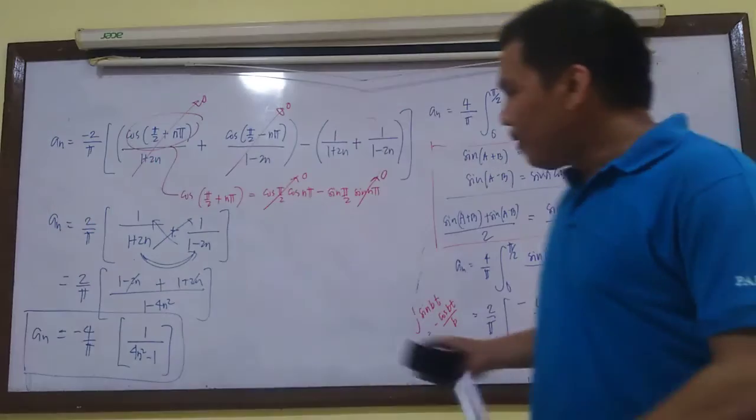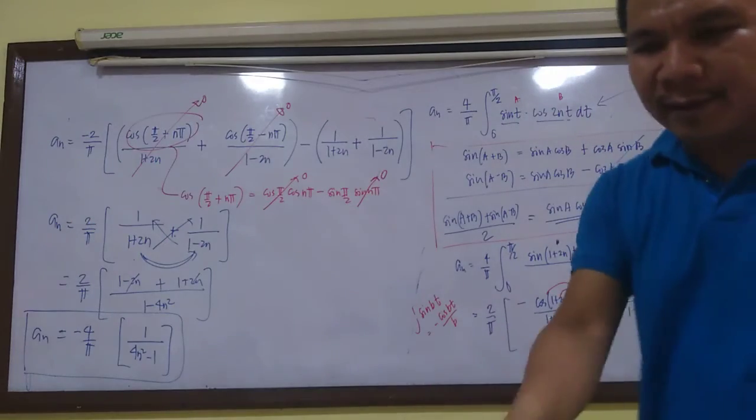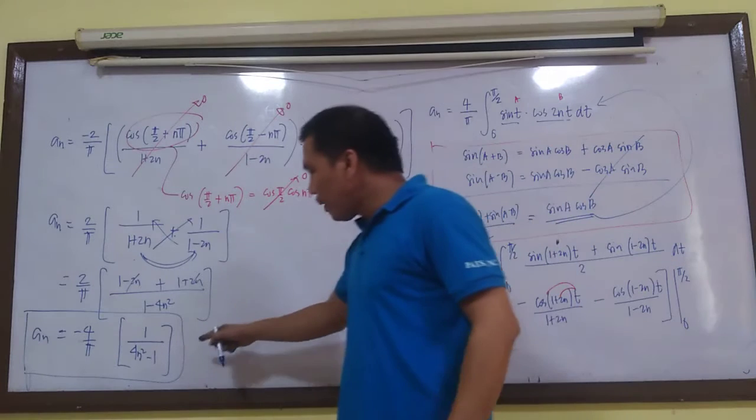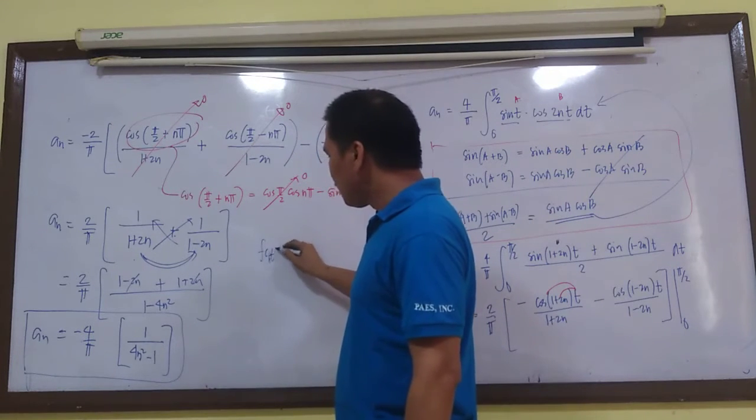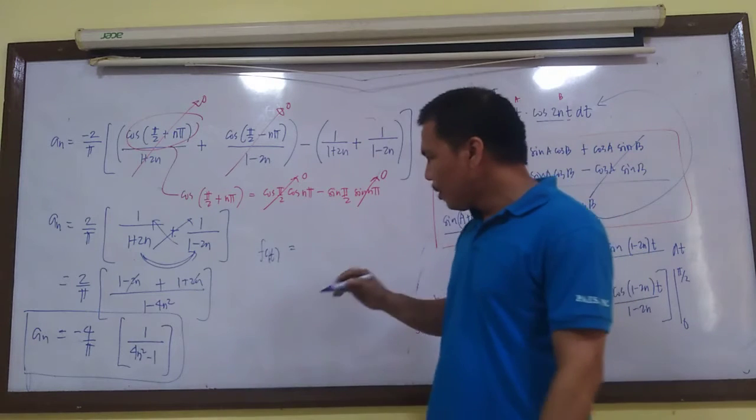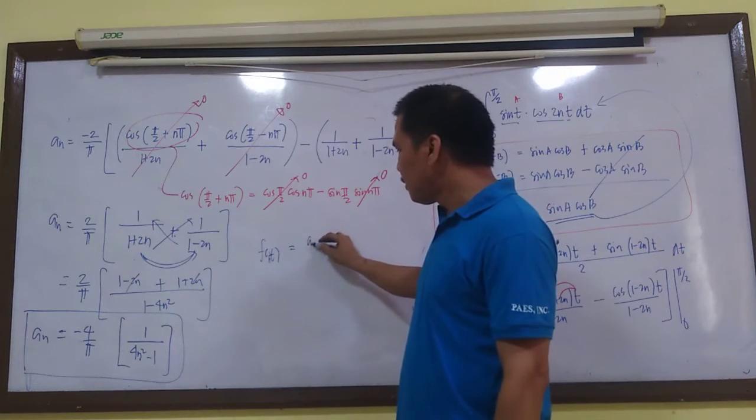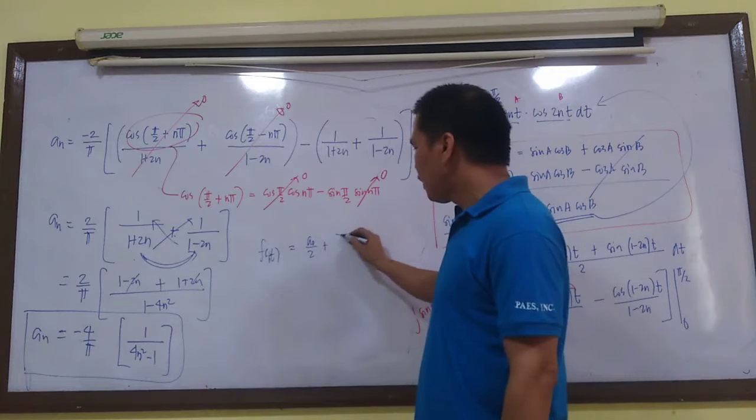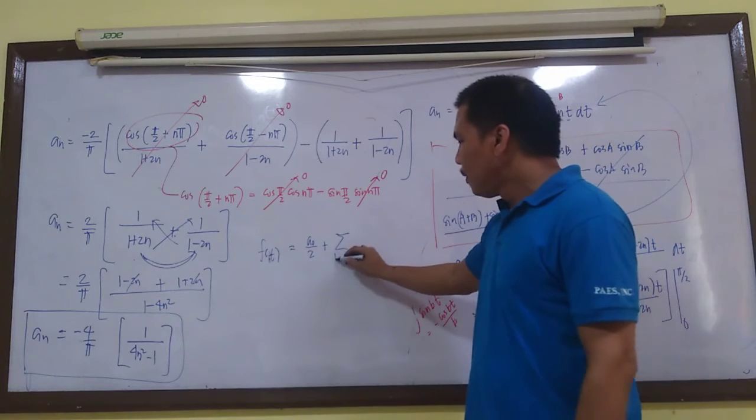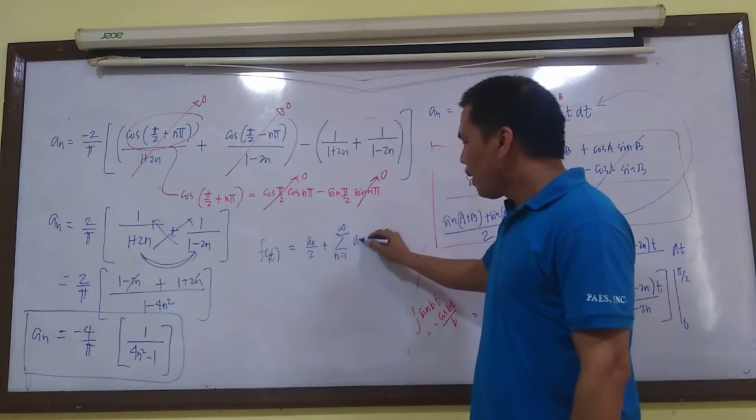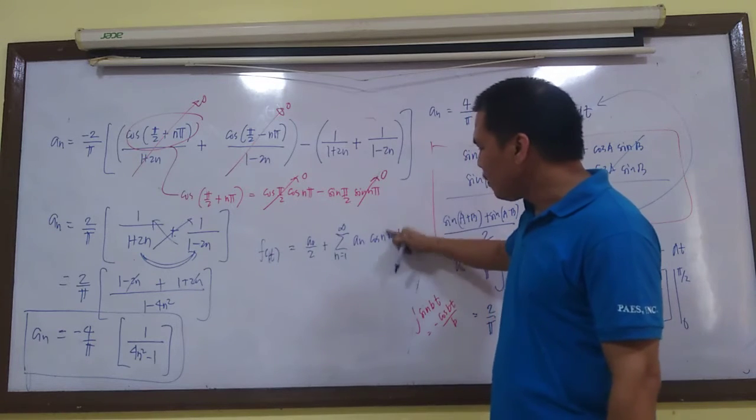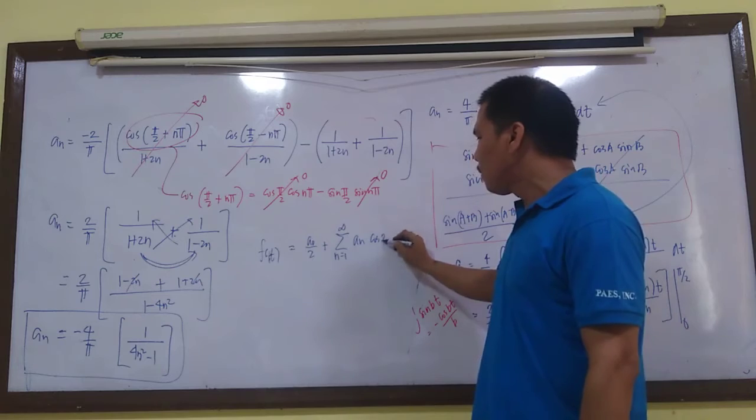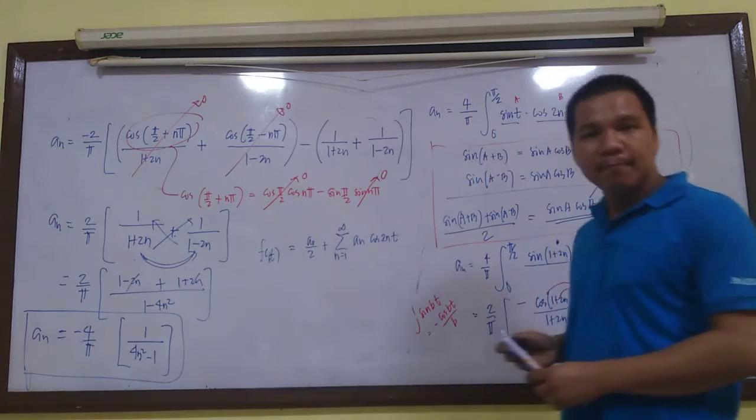Alright, now if we are going to plug in now this function of n, this a sub n, to your Fourier series. This is a0 over 2 plus, take note, b sub n is 0. This is the summation from 1 to infinity of a sub n cosine of n omega 0 times t. Since omega is equal to 2, this will now be 2n t.